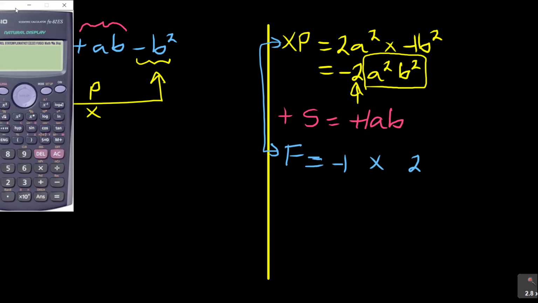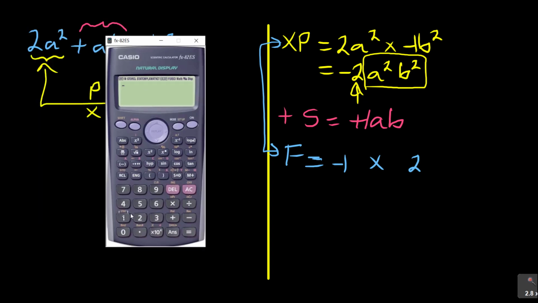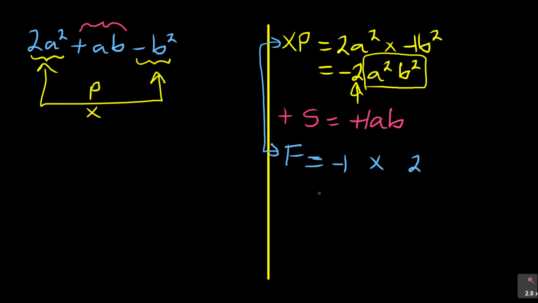Let's just bring a calculator here. If I say minus 1 times 2, you see, it will give me a negative 2. Another way of getting a negative is to say 1 times negative 2. I will still get a negative 2. So all these will give me a negative 2. So there are two options.